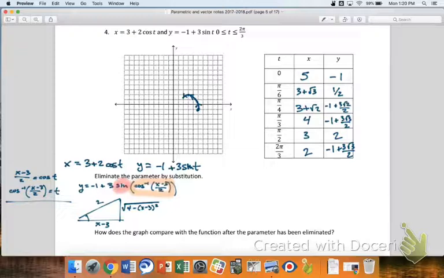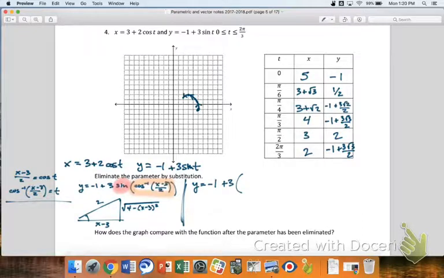Okay, so this is going to look worse before it gets better. So Pythagorean theorem, does that make sense? Okay, so then what I need to do is do the sine of that angle. So y equals -1 plus 3. And I got to do the opposite over the hypotenuse for that.